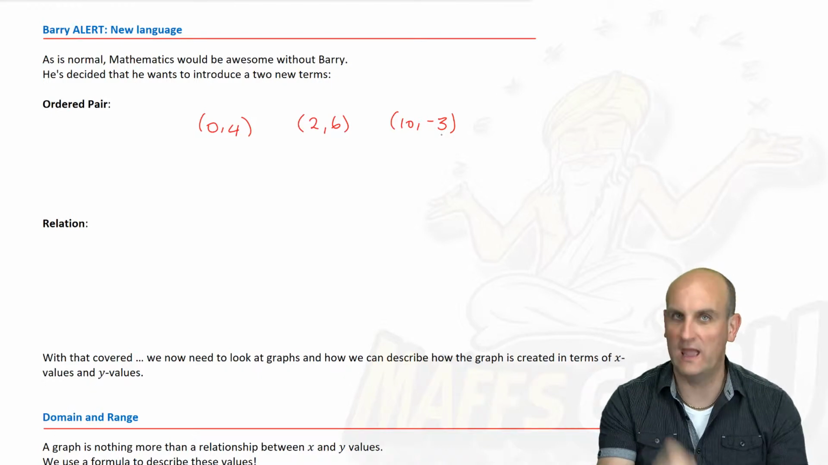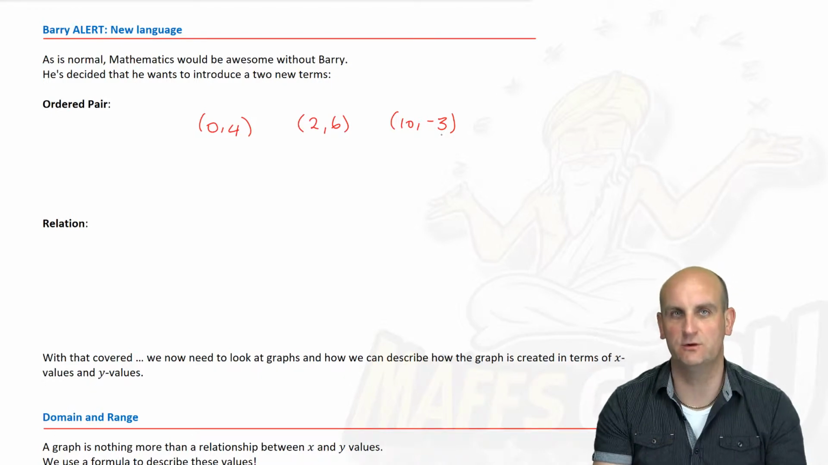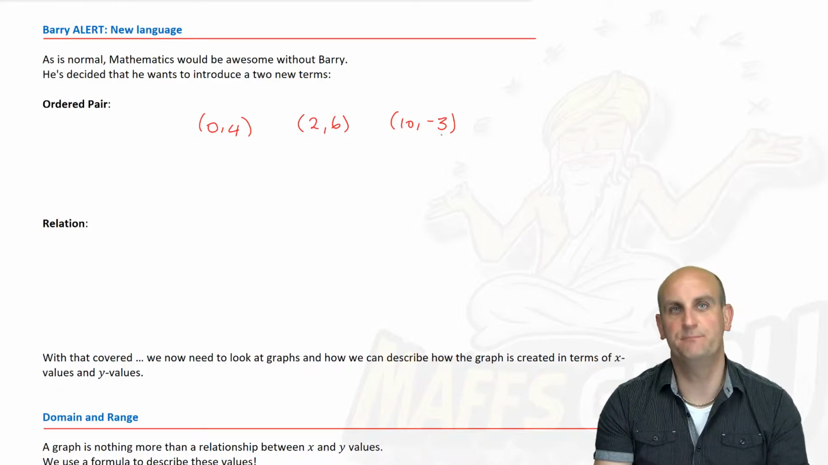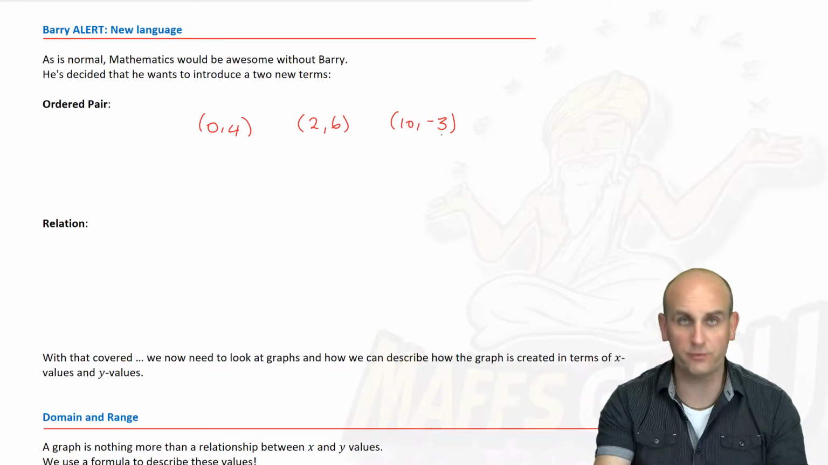Now again, where will the next time be that you see the words ordered pair? Undoubtedly an exam. You'll do it now, probably never see it again. Why are they going to put it in the exam? Because you'll have forgotten, and it will throw you. It will trick you, because you'll sit there going, well, what's an ordered pair?